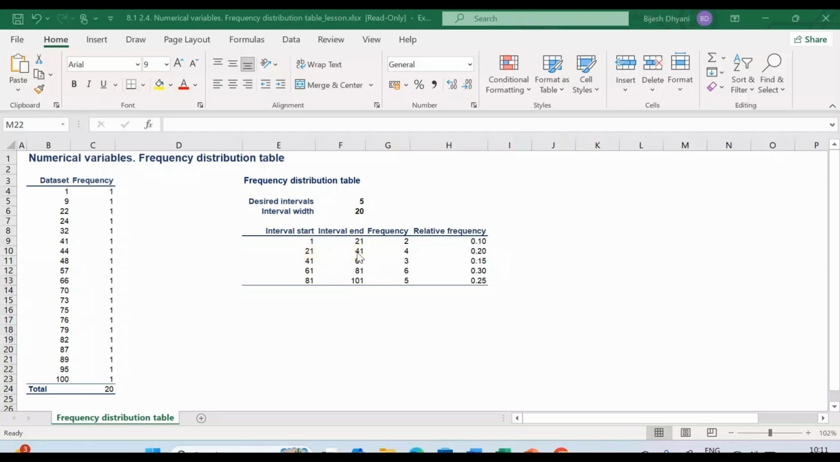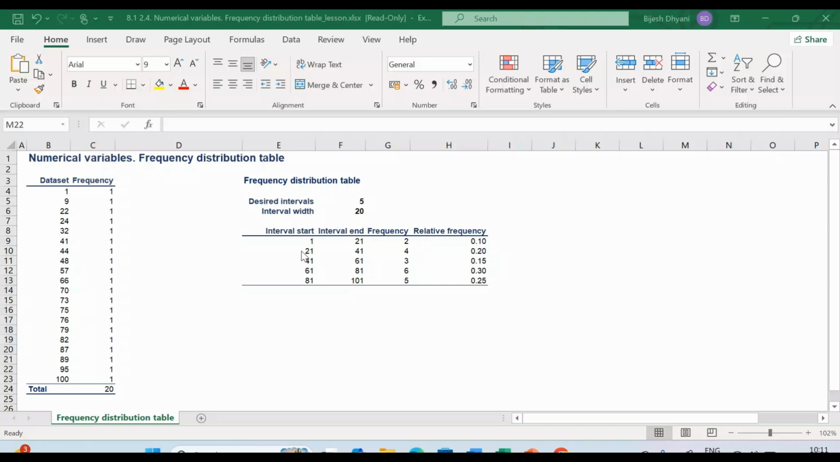So the number is included in a particular interval if it is greater than the lower bound and it is less than or equal to the upper bound. So here the upper bound is 21 and the lower bound is 1. So from the table we can see the interval frequencies.